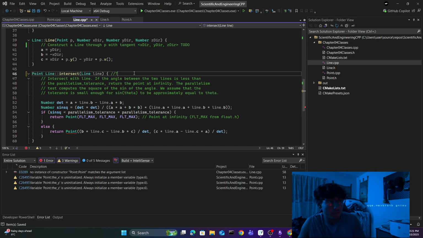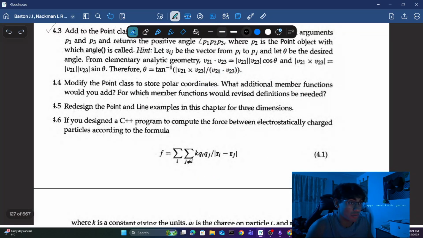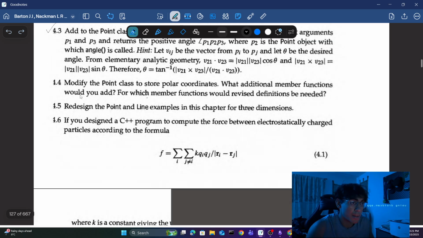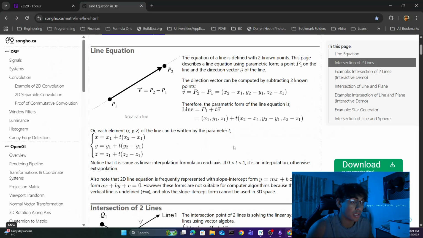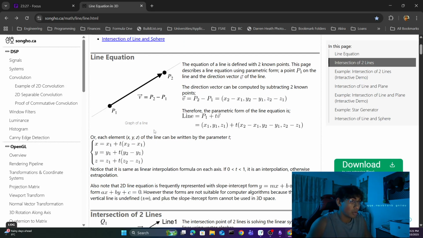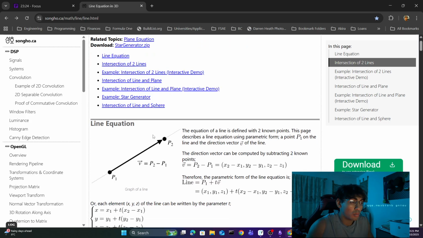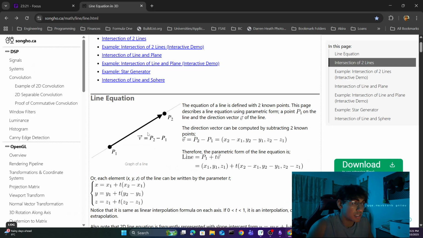This is also on the to-do because we basically were given all these objects in 2D from the textbook, and our most recent problem is to redesign the point and line examples in this chapter for 3 dimensions. So in 2D it was pretty simple, but now we have to go into 3D, and we might have to explore more ways of describing a line in 3D.